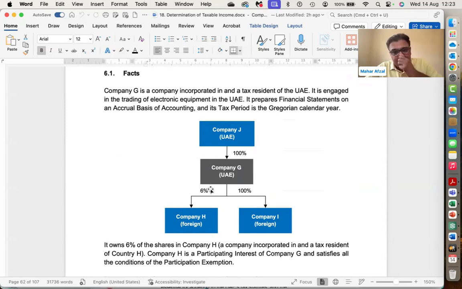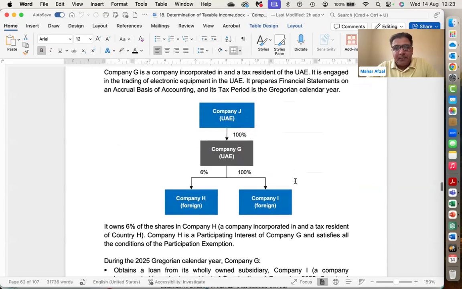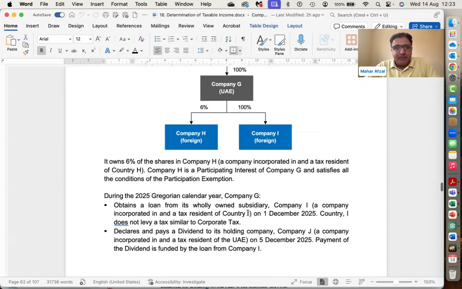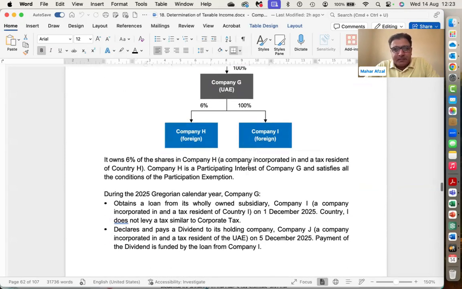Here this is a 6% holding. Here this is 100% holding. So it owns 6% of the shares in company H, a resident incorporated tax resident. Company H is the participating interest of company G. This is important.